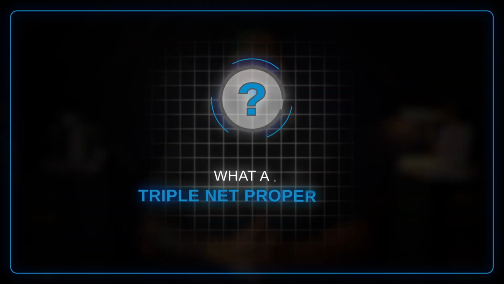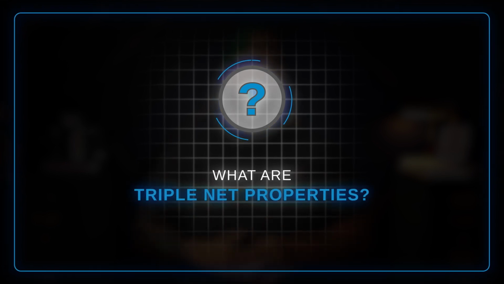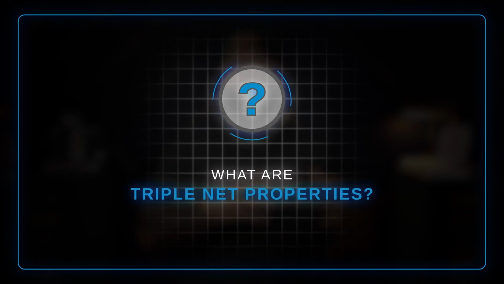What are triple net properties? Triple net properties are real property assets with triple net leases in place. In net leases, the tenant is responsible for their proportionate share of the property's expenses, namely the common area maintenance, property taxes, and building insurance.